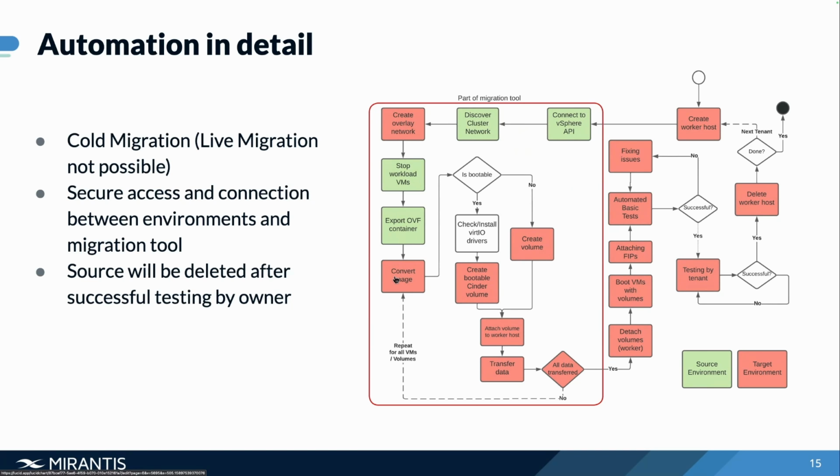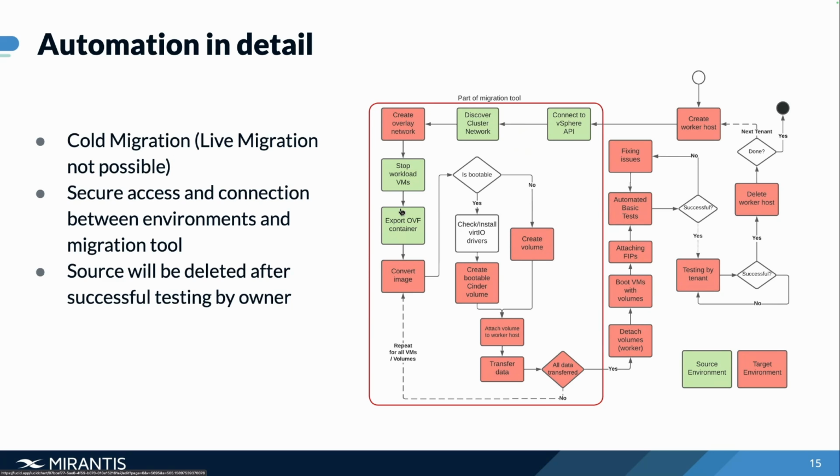Then we convert that image into bootable and non-bootable volumes. Once we have converted these VMs, we attach them to the worker host, and then we transfer data into Cinder volumes. Once this is done, we detach all the volumes, and then we start to boot the VMs using the bootable volume, and we attach the floating IP, if we are using floating IPs, with the same IP that we discovered initially from VMware, right?